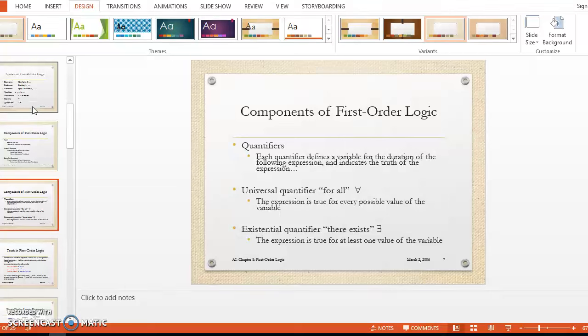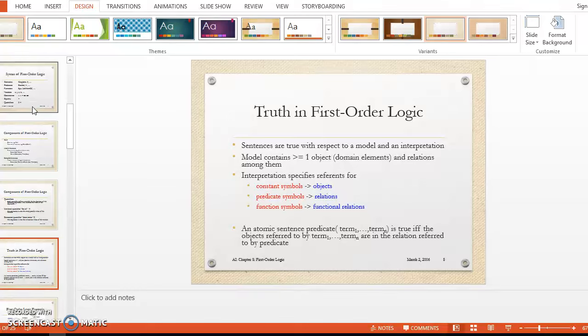Here each quantifier defines a variable for the duration of the following expression and indicates the truth of the expression. So the next one: what is meant by the universal quantifier and what is meant by the existential quantifier. The universal quantifier means the expression is true for every possible value of the variable. So we are going to call it for all. The second one is the existential quantifier, there exists. The expression is true for at least one value of the variable.